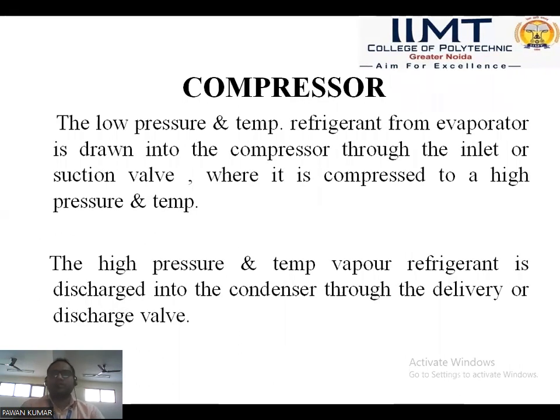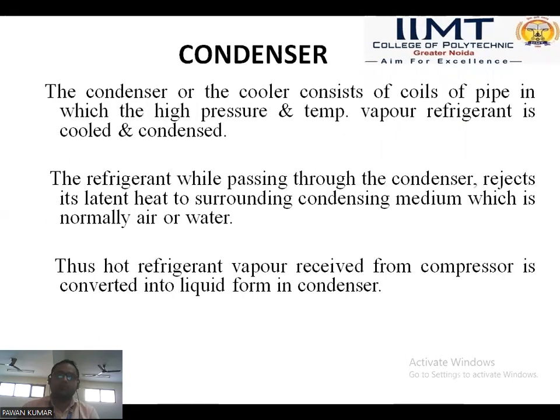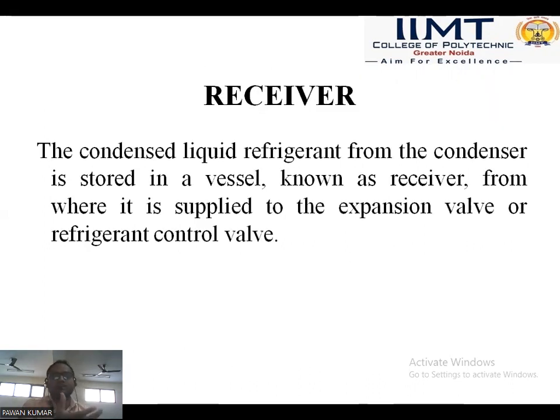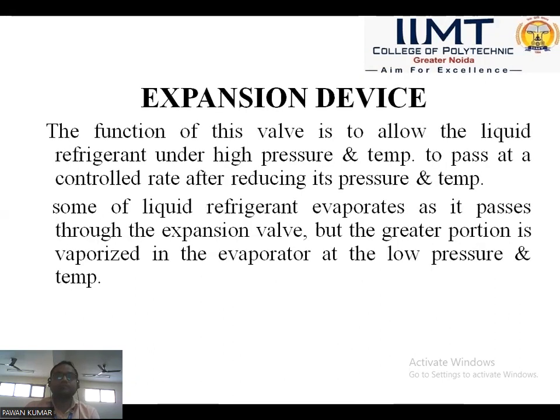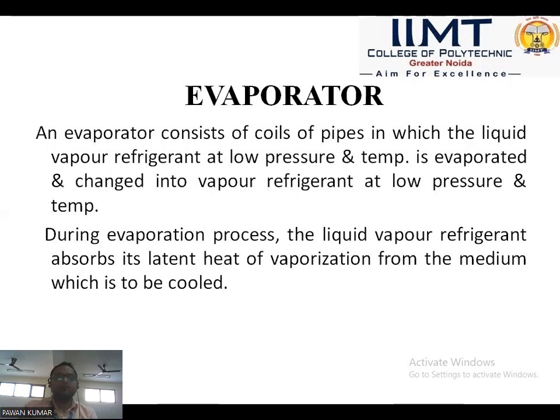What the compressor does, I have already discussed. The low pressure, low temperature refrigerant from the evaporator enters the compressor through the inlet of the suction valve, where it is compressed to high pressure and temperature. The compressor is used to increase the pressure of the refrigerant. The condenser is used to decrease the temperature of the refrigerant and to condense it from vapor to liquid form. The receiver is used to receive the refrigerant from the condenser. The expansion device is used to decrease the pressure of the refrigerant. The evaporator is the main important part of the refrigerator, where the refrigerant extracts the latent heat of vaporization, converts into vapor, and produces the cooling effect.